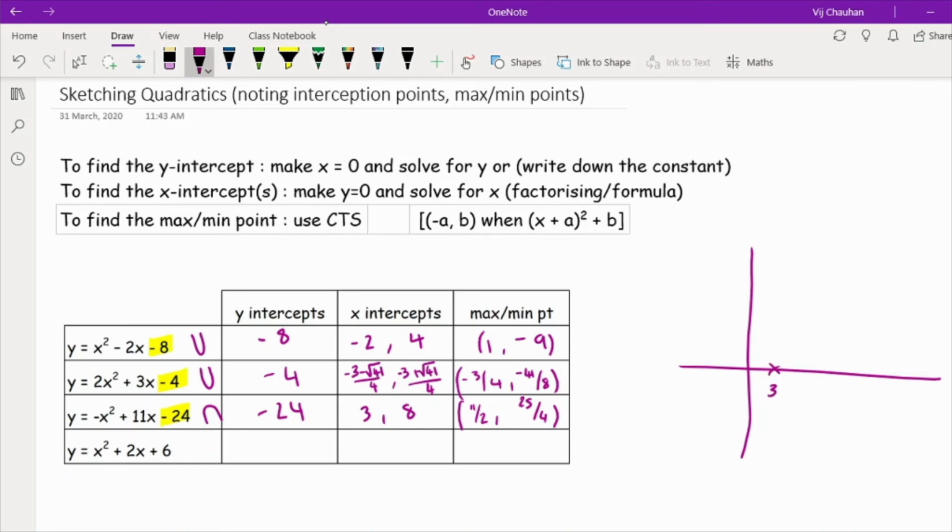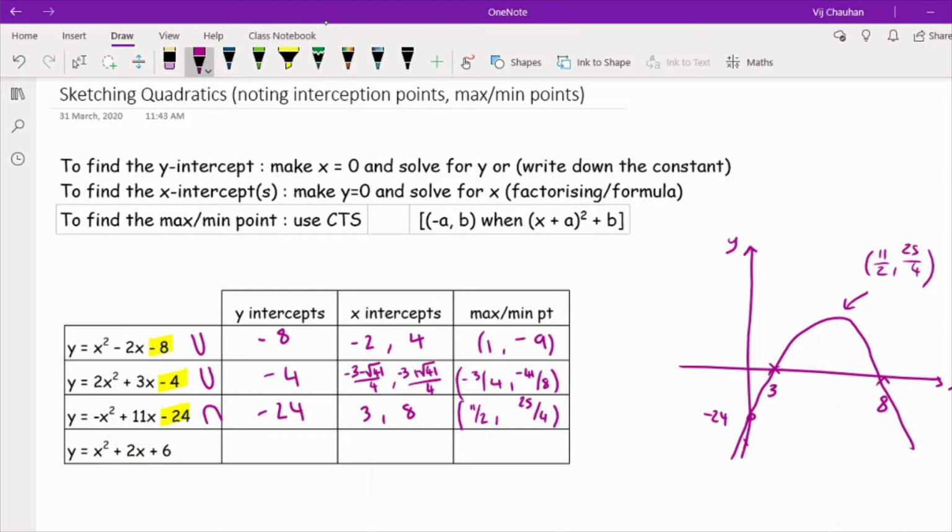We've got 3 and we've got 8. We've got a y-intercept of, well, let's draw this parabola here. So we know that this point here is going to be at -24, and labelling our axes, and this point here is going to be 11/2 and 25/4. Now I wouldn't risk any labelling of any other axes, that's going to be fine, because obviously if I start labelling axes in terms of numbers, it's definitely going to look wrong.